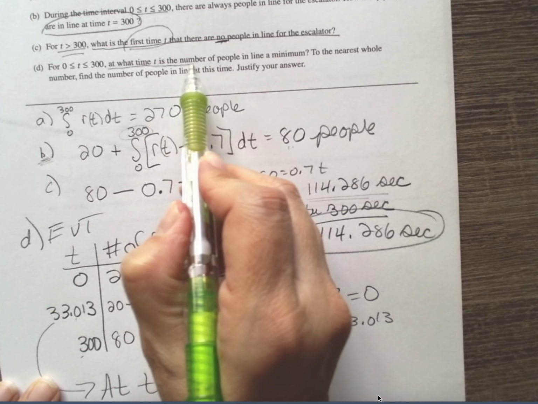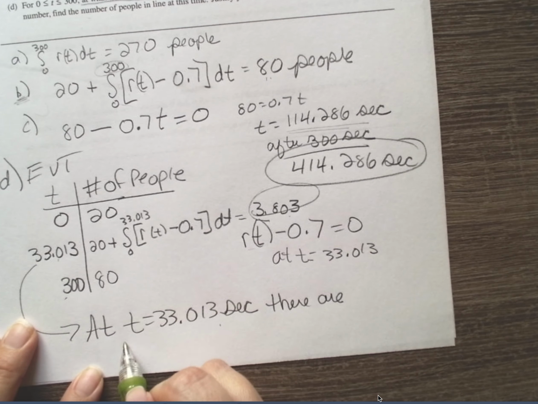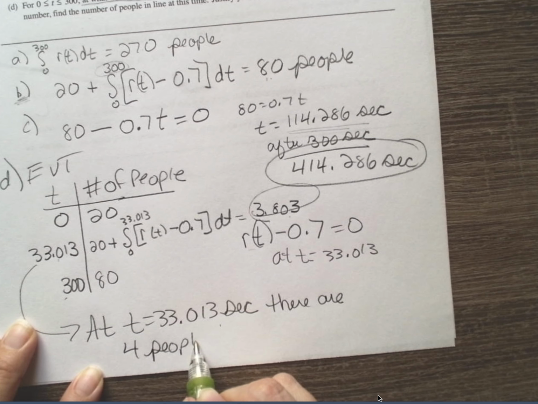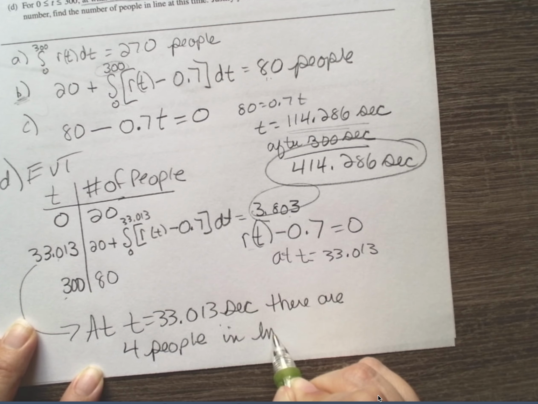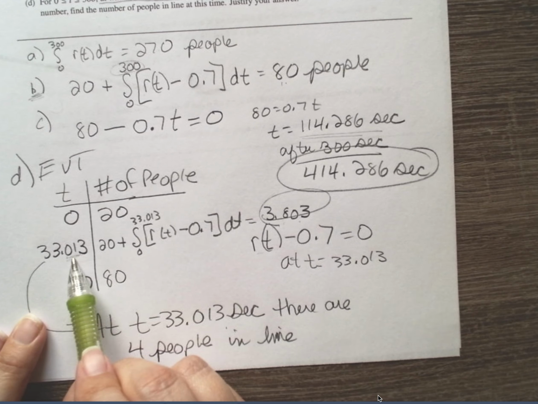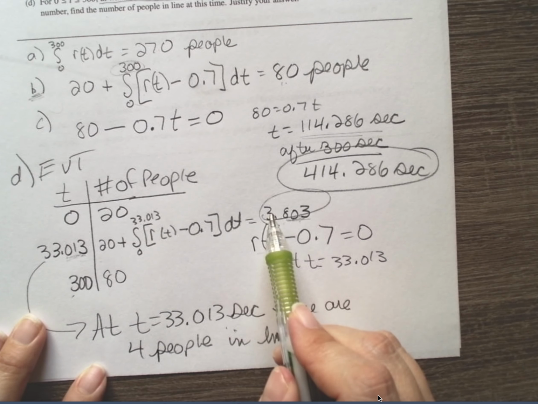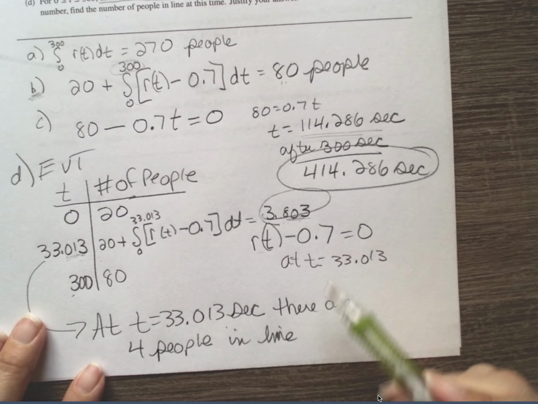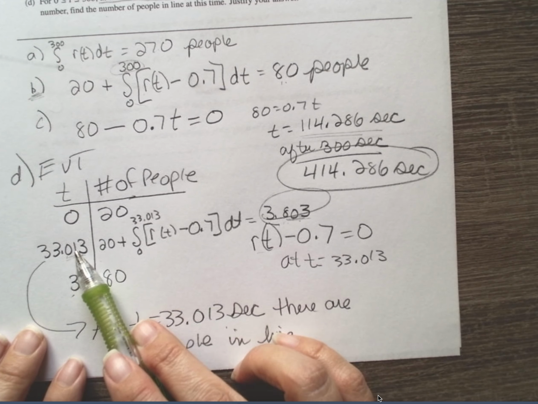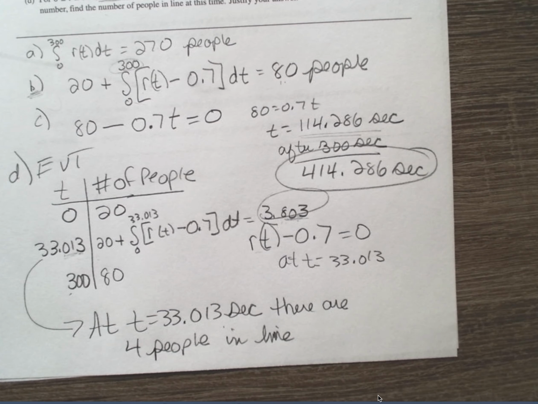At what time t is the number of people in line at a minimum? There's my answer. Then to the nearest whole number, find the number of people. So I would say there are, nearest whole number, that's going to be 4 people in line. I think they're asking you to round to a whole number just for accuracy's sake, because this might have a little accuracy issue since I rounded this to the nearest thousandth. This may be off by 1,000th because, you know, I use a rounded answer to get another answer, but rounding it to a whole number kind of covers that error. So 4, no matter what you rounded this to, your whole number is still going to be 4. And so this would be my final answer then for part D.